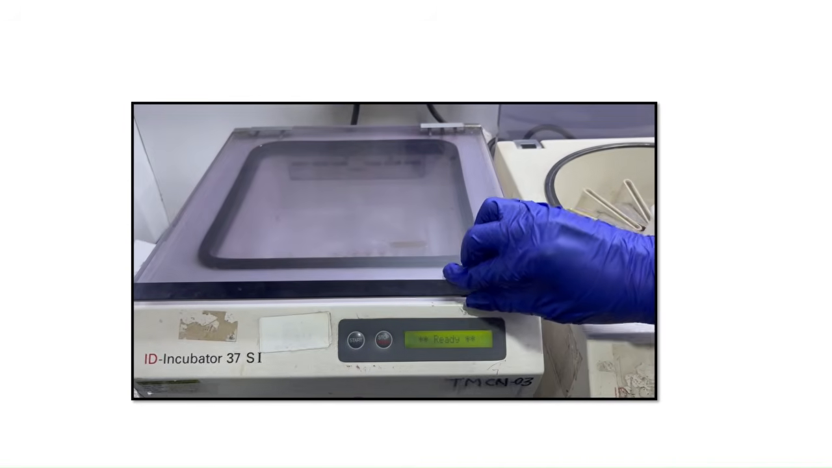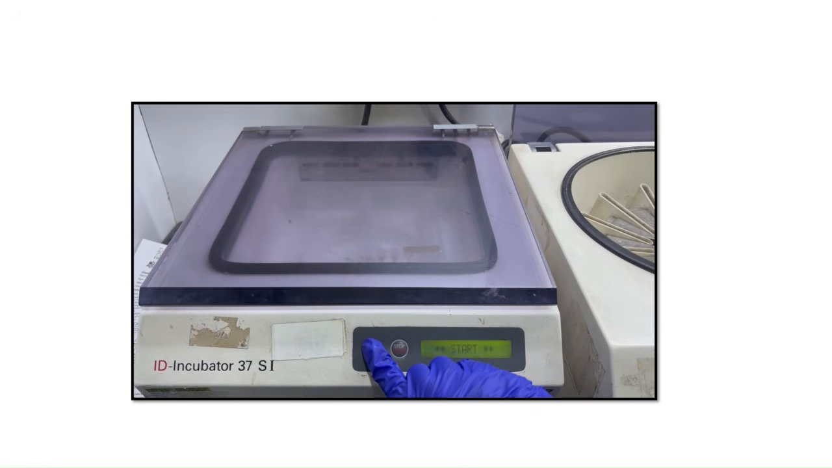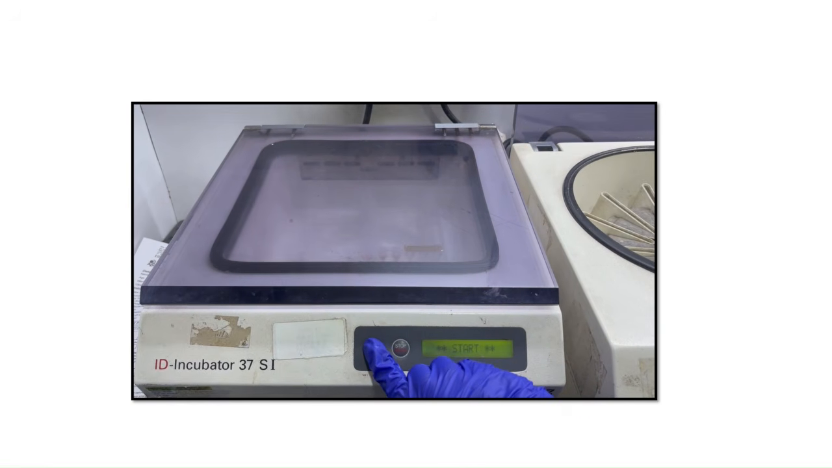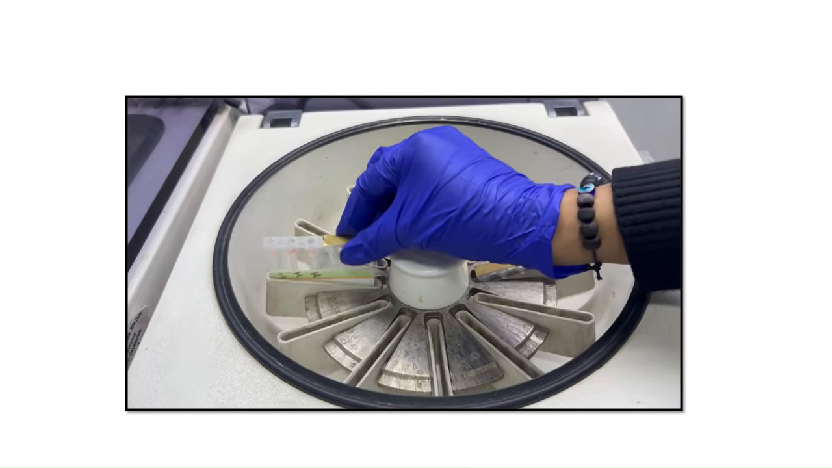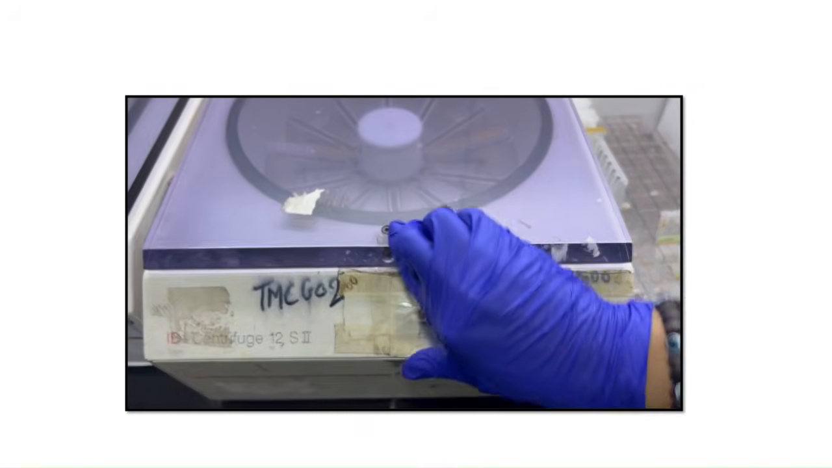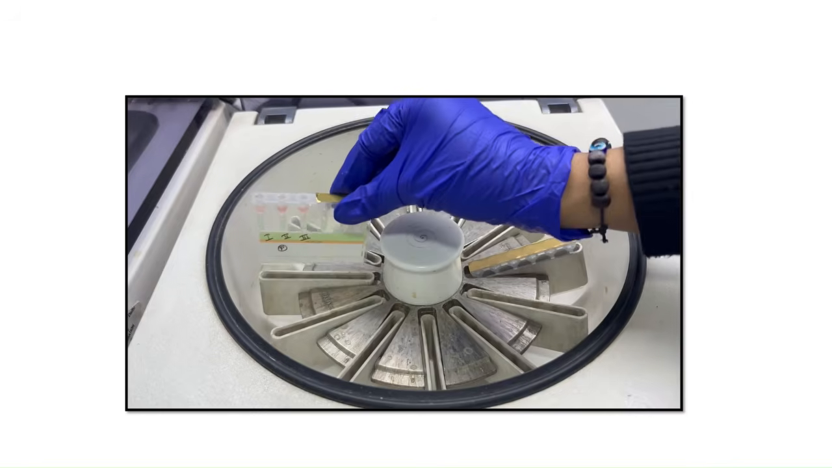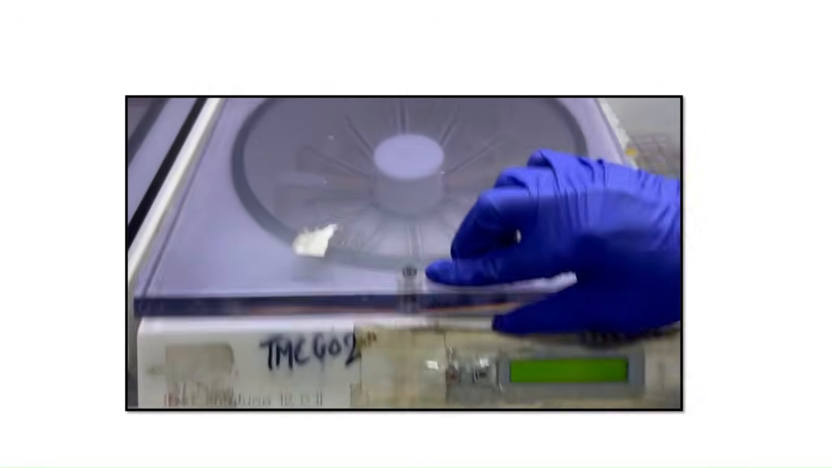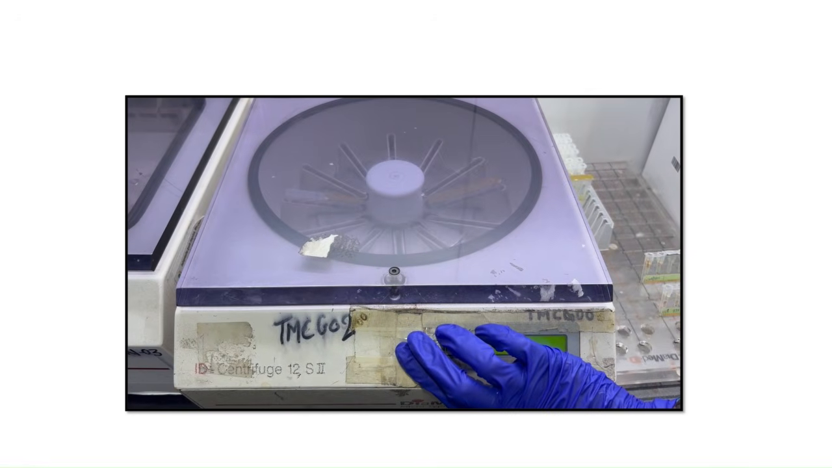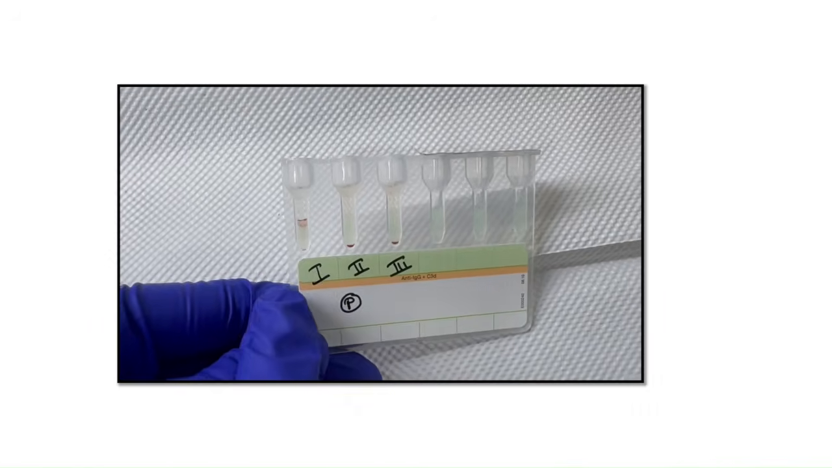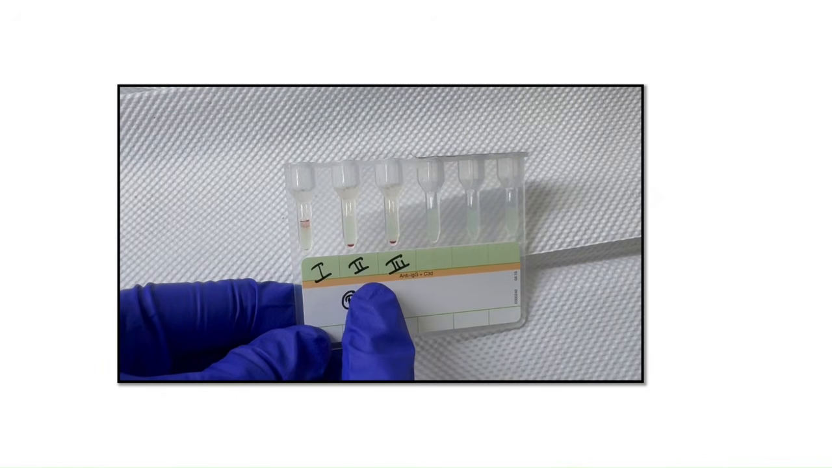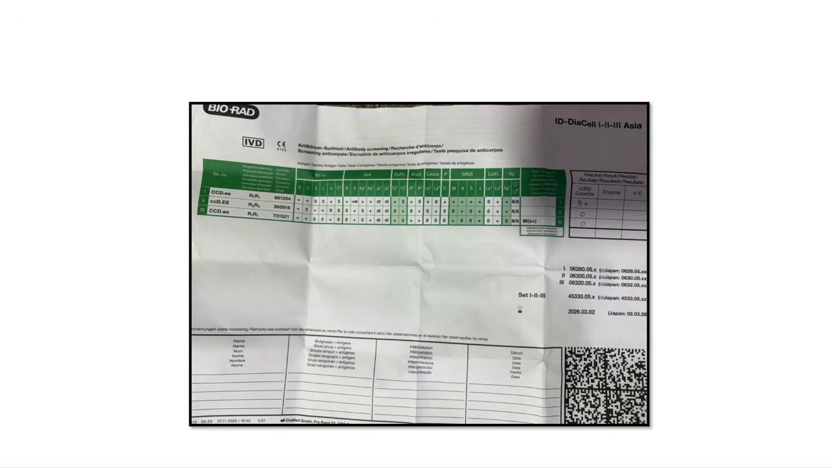Next is incubation at 37 degrees Celsius for 15 minutes. After incubation, centrifuge the cards for 10 minutes. This is the result we obtained after 10 minutes of centrifugation. Here we can see in cell 1 there is a 3 plus reaction. In cell 2 and cell 3 it's negative.